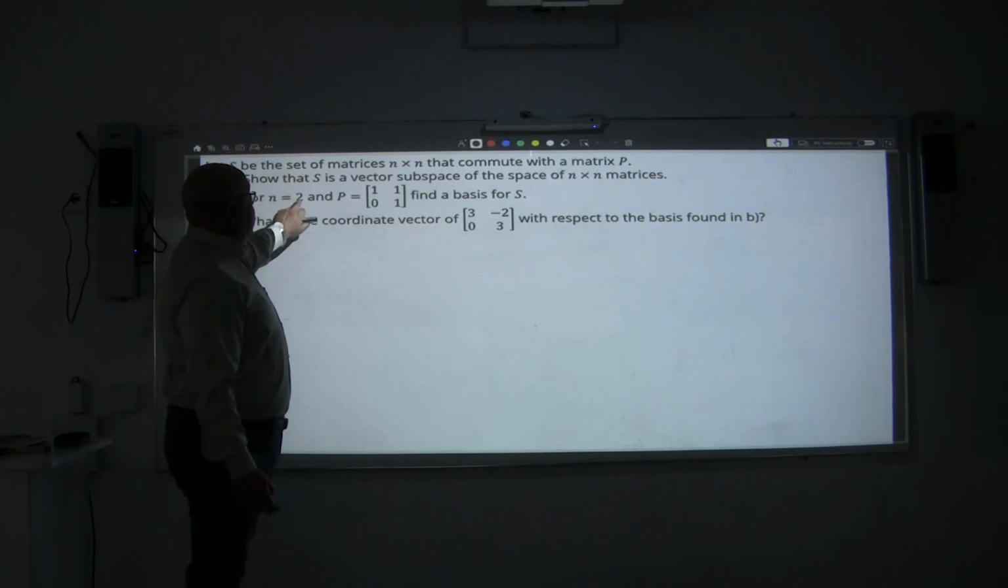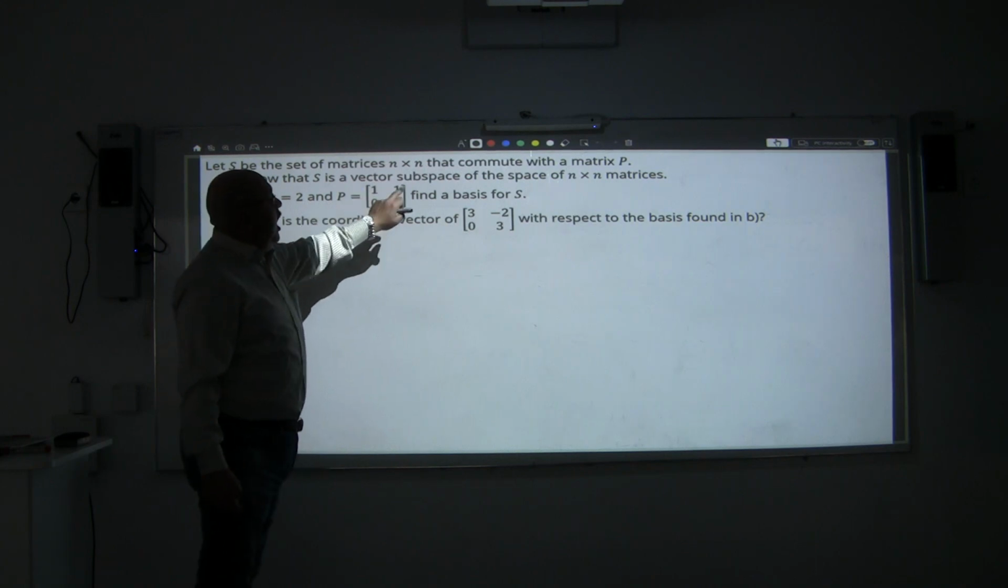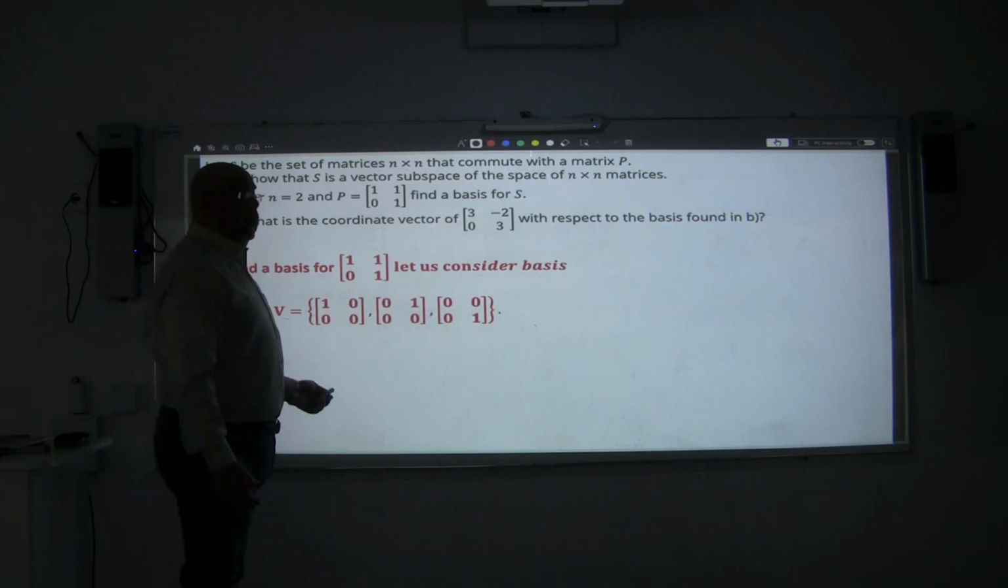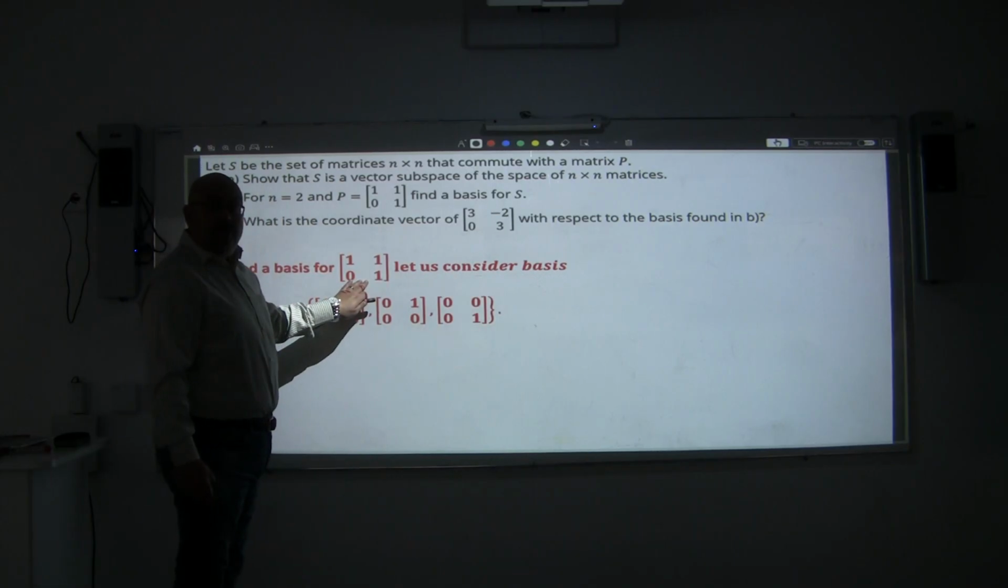Now, for n equal to 2 and B exactly the matrix [1, 1; 0, 1], I want to find the basis for S. I can find many bases for S, actually. I can say that's the matrix P that we are talking about.